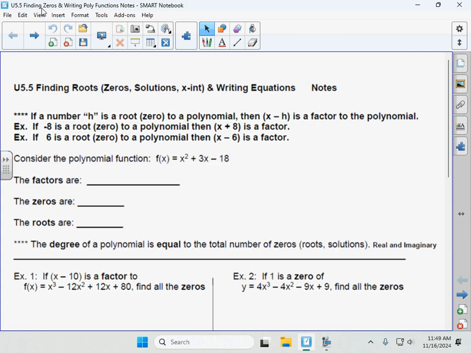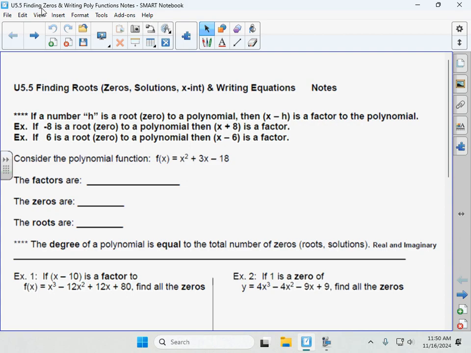Also, if 6 is a zero or a solution or an x-intercept or a root, then its factor is x minus 6. So you can see when we know what the zero is, to get the factor, we just change the sign. And we did this the opposite. When we had the factor and we wanted to find x-intercepts, we just change the sign. Or you set the factor equal to zero and solve for x. All right, and so that's basically what we're doing.